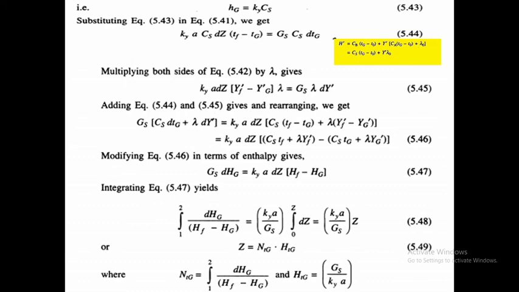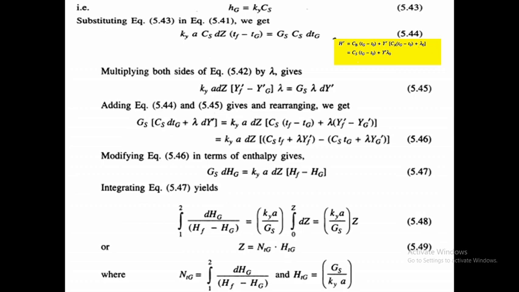Integrating equation 5.47 from point 1 to 2. The bottom is point 1, the top is point 2. So from 1 to 2, separating the variables, dHg divided by Hf minus Hg on the LHS. On the RHS, Kya divided by Gs, which is a constant, and the height is 0 to Z, dZ. Are you clear? Okay. So the integration of 0 to Z, dZ is nothing but Z. Finally we get the integration of 1 to 2, dHg divided by Hf minus Hg is equal to Kya divided by Gs into Z. This is equation number 5.48. Are you clear or not?